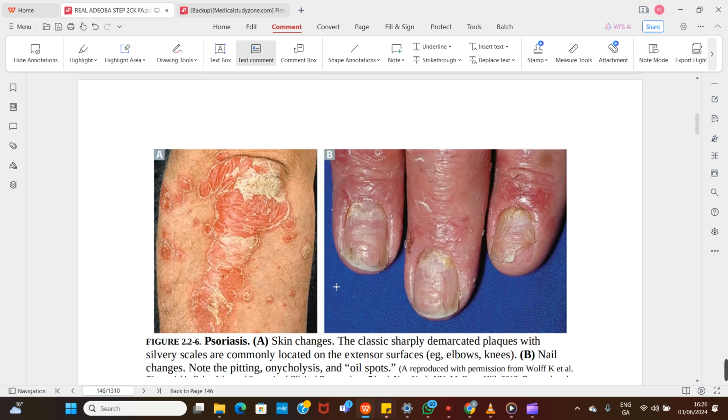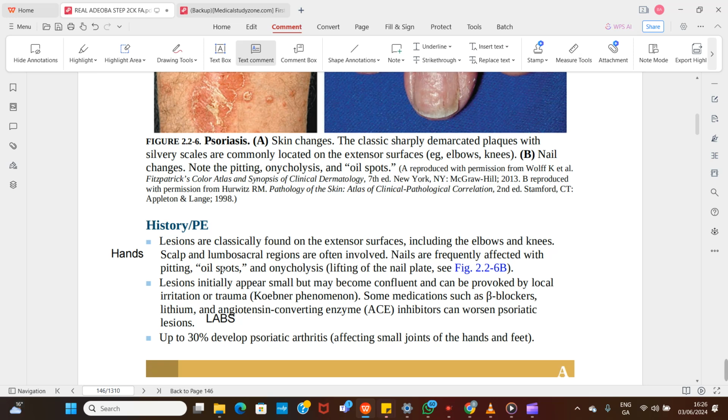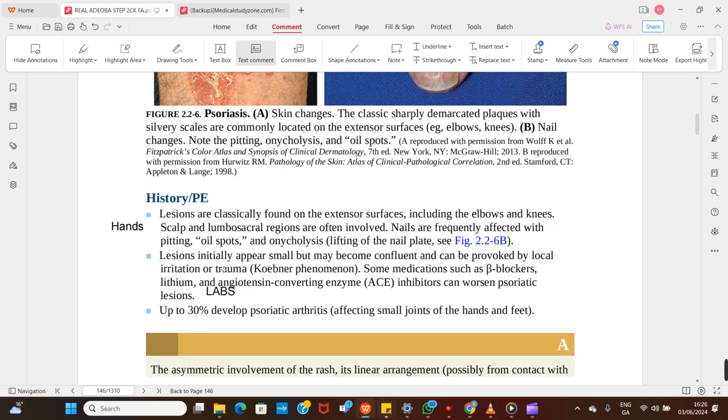You see, before they are tiny, tiny, and later they become big and start coalescing together. There's something we call the Koebner phenomenon, which is when you have evolution of new lesions from skin irritation or from trauma. By the time you apply trauma to the skin, you notice that the area of trauma is going to grow new lesions. That is what we call the Koebner phenomenon.